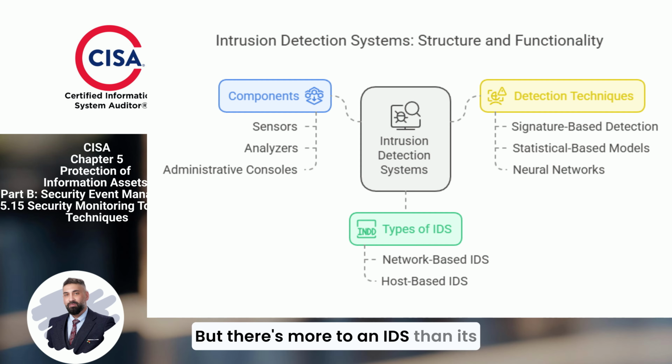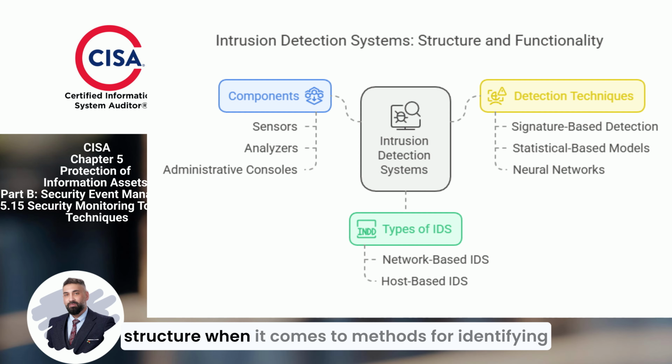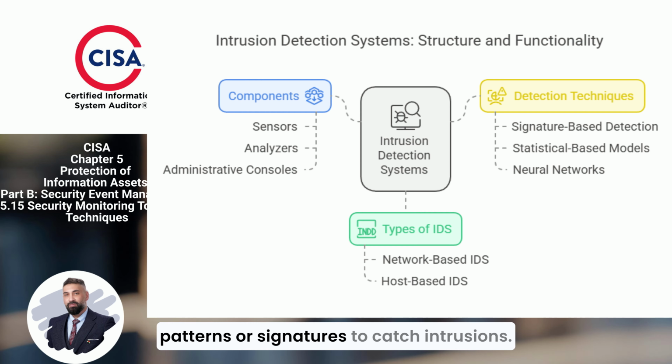But there's more to an IDS than its structure. When it comes to methods for identifying threats, they primarily use one of these three techniques. 1. Signature-based detection relies on known attack patterns, or signatures, to catch intrusions. While reliable for recognized threats, it struggles against novel attacks. 2. Statistical-based models analyze normal behavior and flag anything that deviates. While this approach captures less predictable incidents, it may over-alert, raising concerns about benign activities.